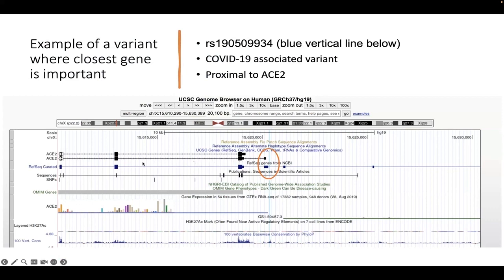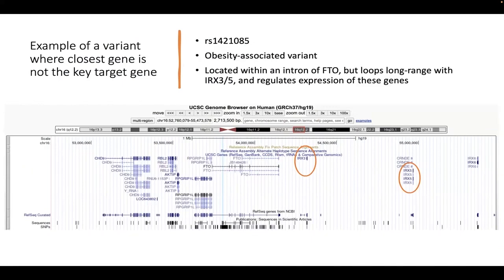The SNP is here, at the vertical blue line. Obviously it's difficult to read a SNP from this far out. Can you all see the vertical light blue line? And the ACE2 gene starts here in black. So effectively it's very, very close to ACE2. Let's talk about a variant where the closest gene is not important.